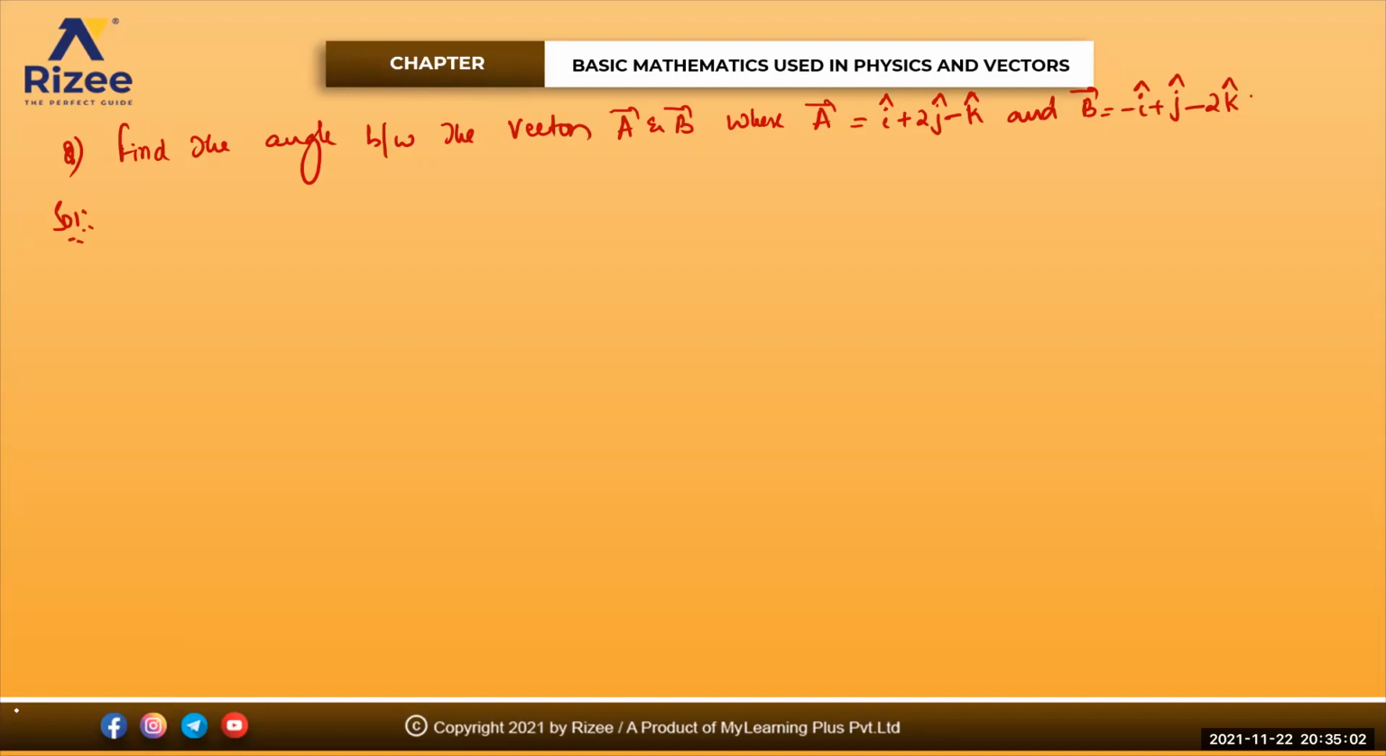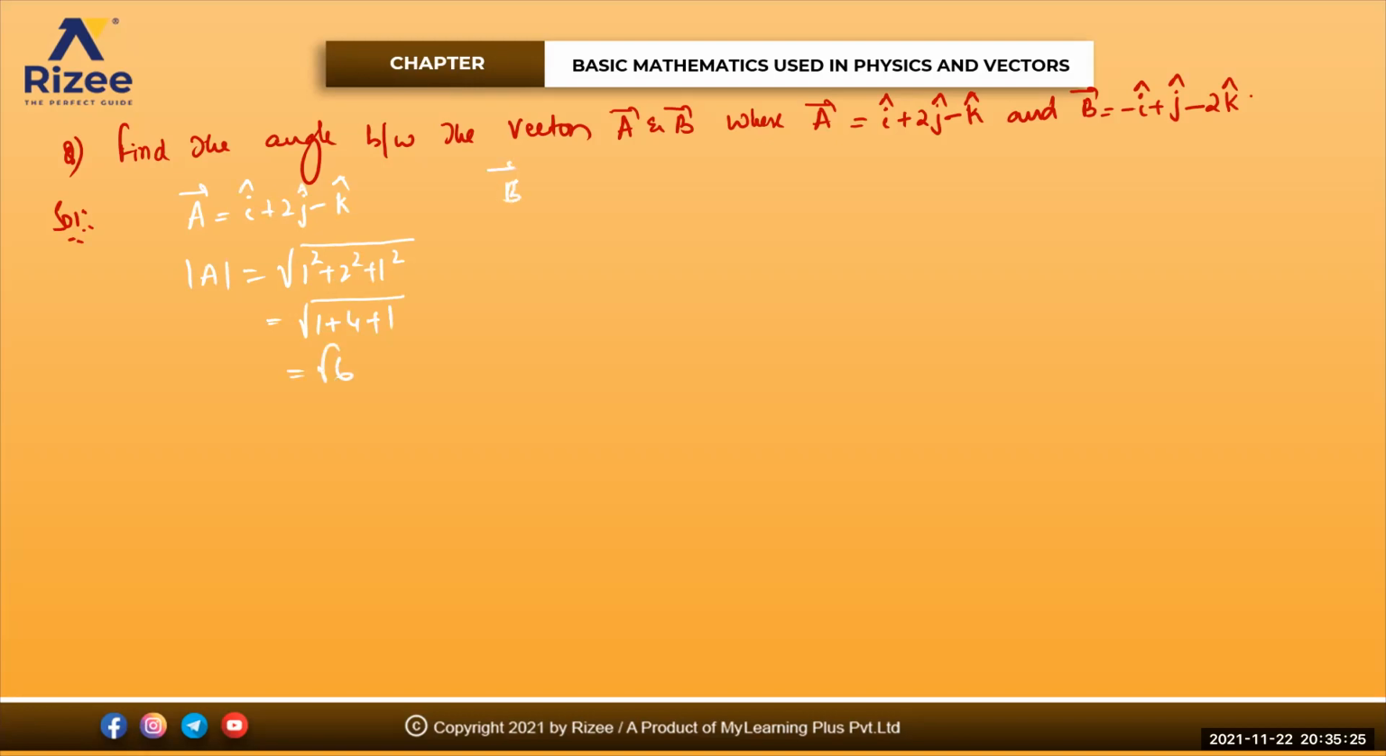Now to find the angle, first calculate the magnitude of A bar. Given for me is what? A bar is equal to i cap plus 2 j cap minus k cap. So mod of A will be equal to under root of 1 square plus 2 square plus 1 square. So that will be equal to under root of 1 square is 1, 2 square is 4, plus 1. That will be equal to root 6.